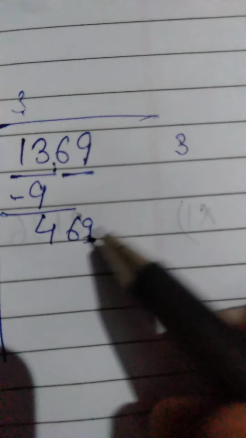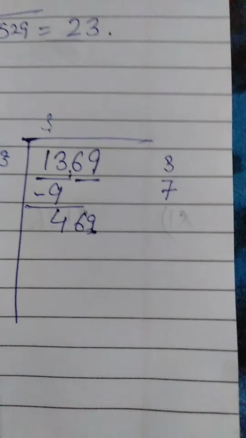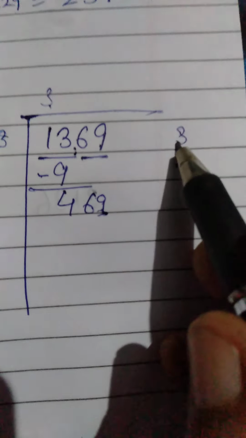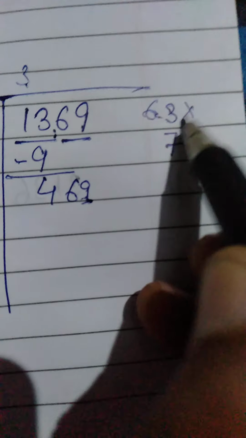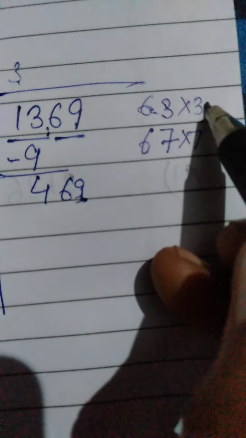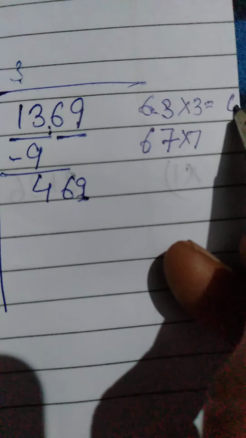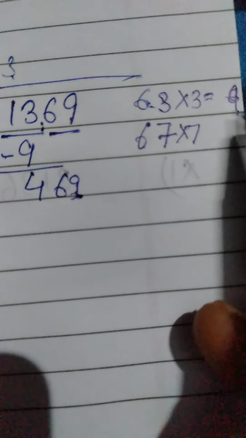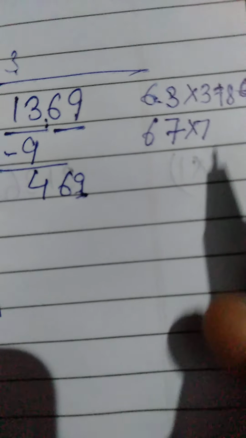When you find the 3 square, you will get 9 at the unit digit, and when you find 7 square, then also you will get 49, that is 9 at the unit place. If it goes at 3, you will multiply 63 by 3. If it goes at 7, you will multiply 67 by 7. Then 3 3s are 9, 3 6s are 18.